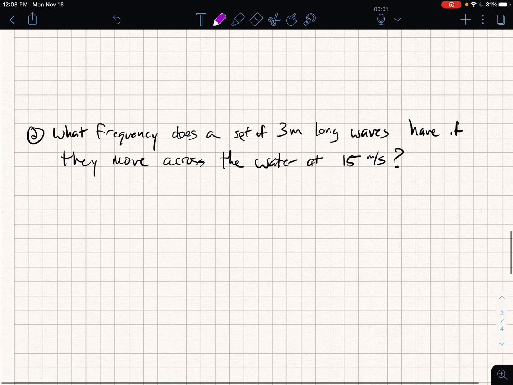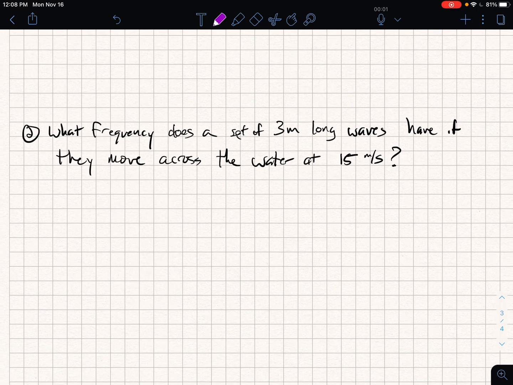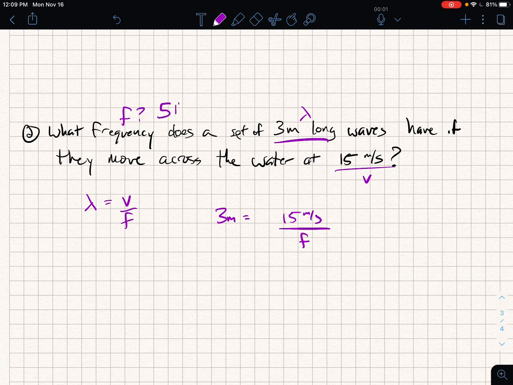So let's try another one. What frequency does a set of 3 meter long waves, so that's wavelength, have if they move across the water at 15 meters per second? Okay, that's velocity, so we're being asked for frequency. Wavelength is V over F. My wavelength is 3 meters, and velocity is 15 meters per second. So 15 divided by what is 3? Well, 15 is 5 times bigger than 3. That means these waves must have a frequency of 5 hertz.